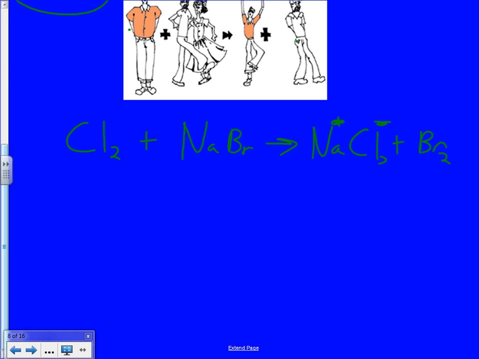So what do I have to do? Do I put a 2 here or a 2 there? Big 2 or little 2? Big 2. I can't put a little 2 there. I swapped and dropped to figure out how many of each there was. So we use these big numbers called coefficients to balance our chemical reactions. Now that gives me my chlorines being balanced, and now I've got how many sodium over here? 2. How many here? Just 1. So what do I need to put here? A 2.